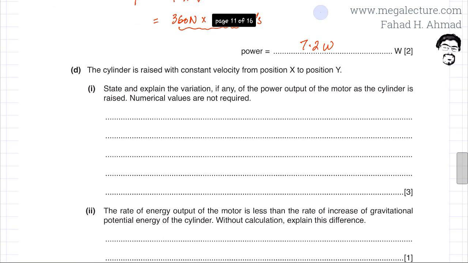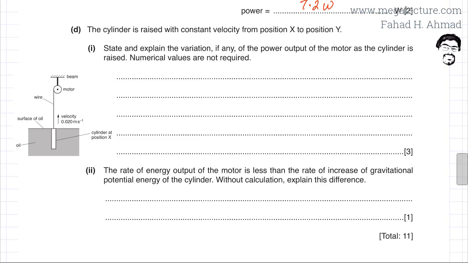The question now is that the cylinder is raised with constant velocity from position X to position Y. State and explain the variation, if any, of the power output of the motor as the cylinder is raised. Numerical values are not required. So what happens as the cylinder is pulled out of the oil? Remember that there was tension T in the wire. There's W, the weight of the object, and then there is the upthrust caused by the displaced oil.